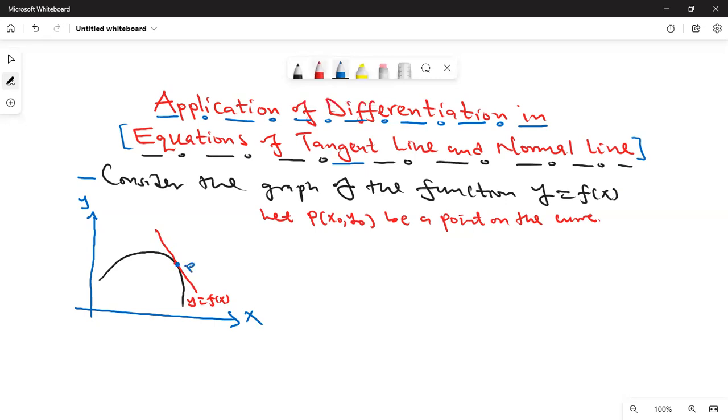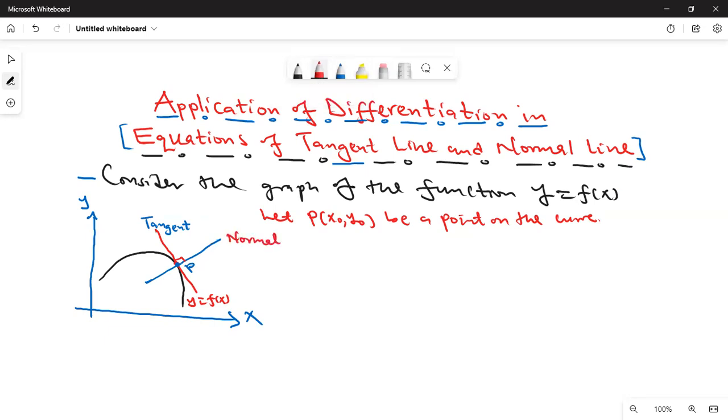I also want another line that is perpendicular to this line and touches the curve at the same point. This is another line. You see, those two lines are perpendicular. They meet at 90 degrees. So the first line, the one we drew in red, is called a tangent line. And the other one that is perpendicular to the tangent at point P is called a normal line.